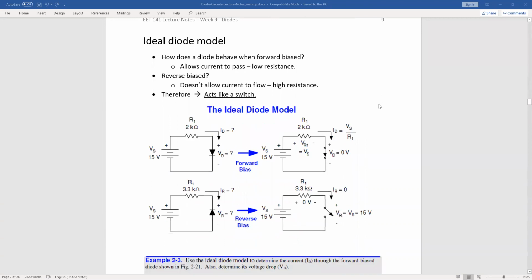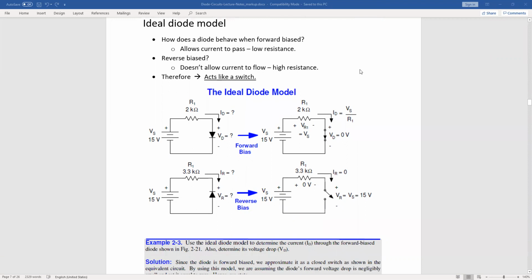And it's going to bring us to the ideal diode model. So there are a couple different diode models that we're going to look at. This is the first one. It's treating it as an ideal component. It's going to be the simplest model.